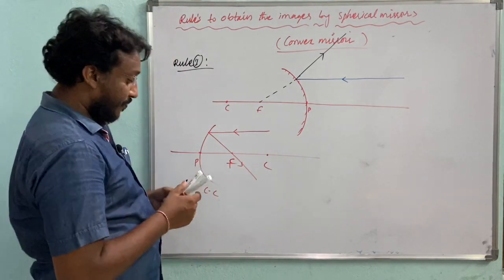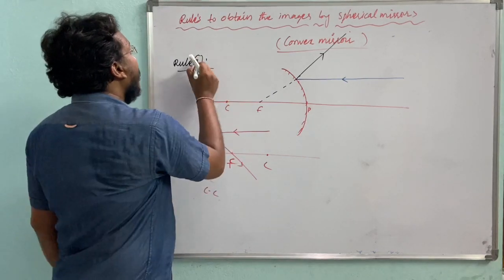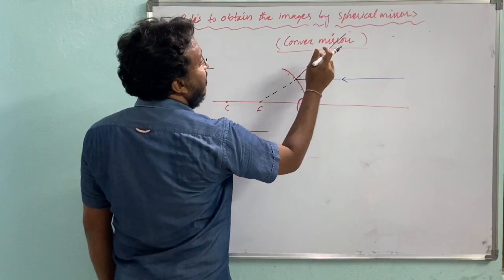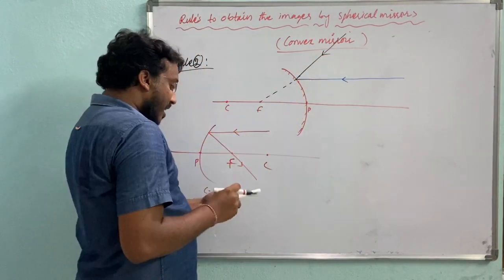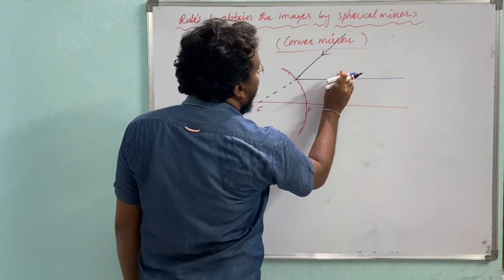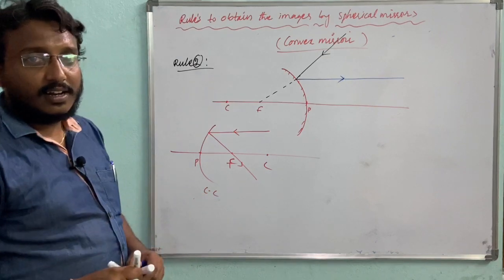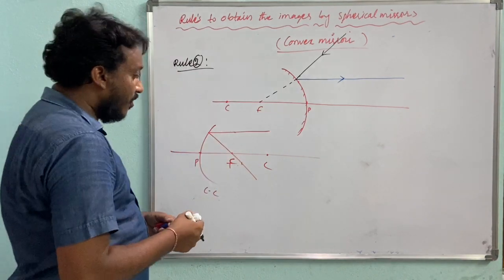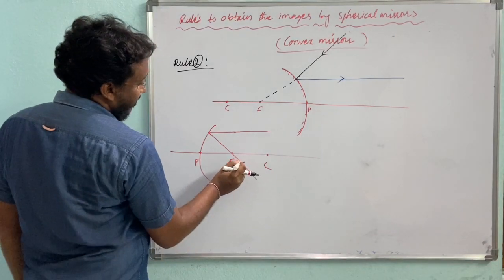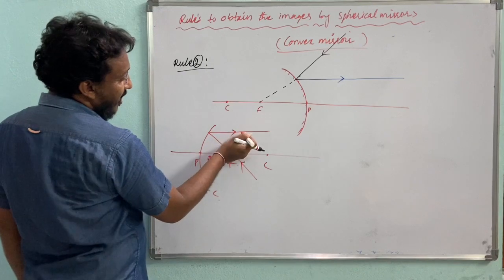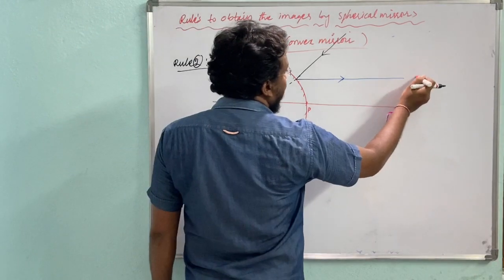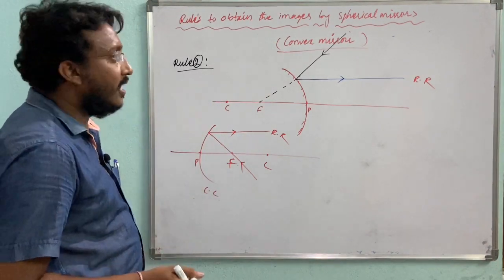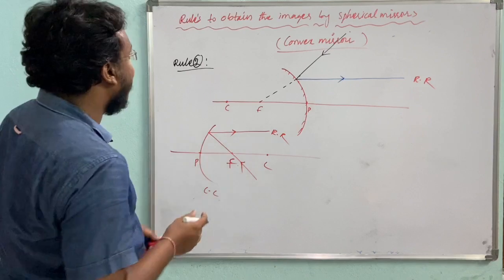In the case of rule number 2, what is rule 2? If an incident ray passes through the focus, after reflection the reflected ray passes parallel. This is rule number 2. In the case of the concave mirror, it is very simple: the incident ray passes through the focus, and the reflected ray is parallel. This is the reflected ray, RR. Parallel or not, right? This is rule 2.